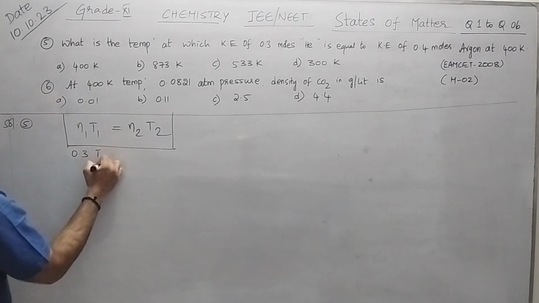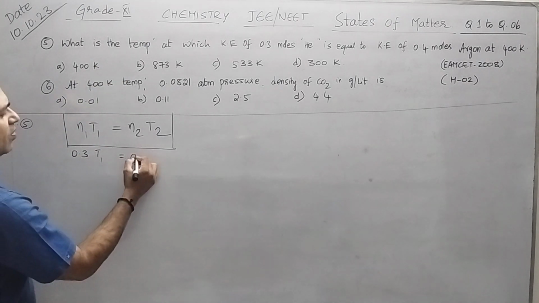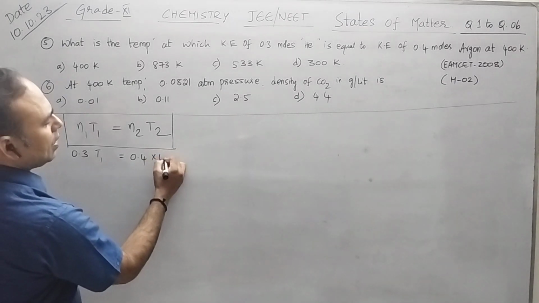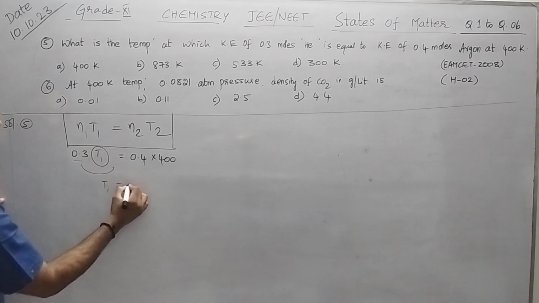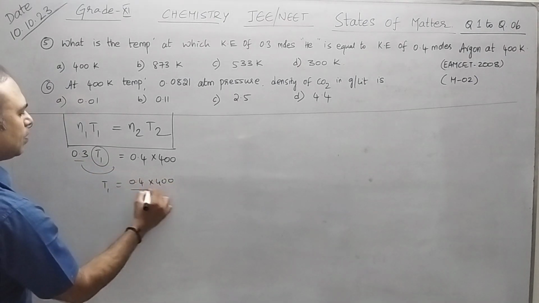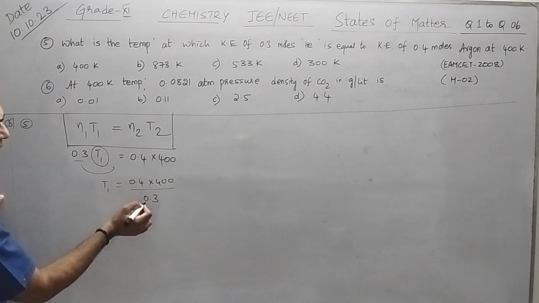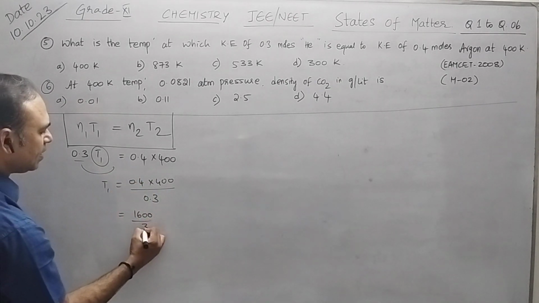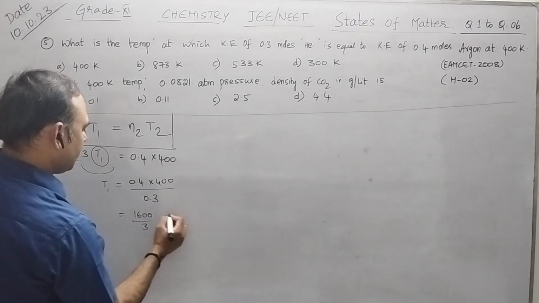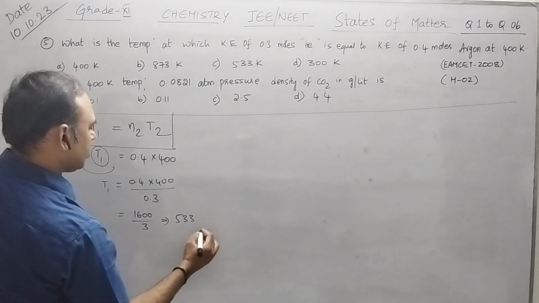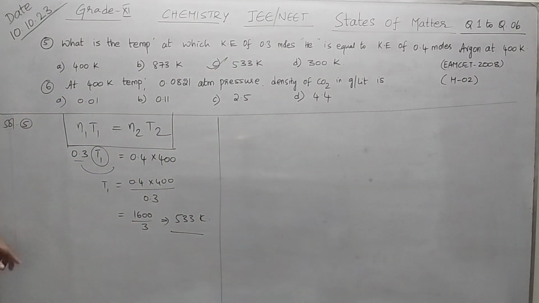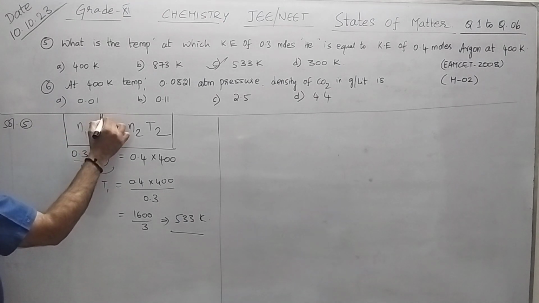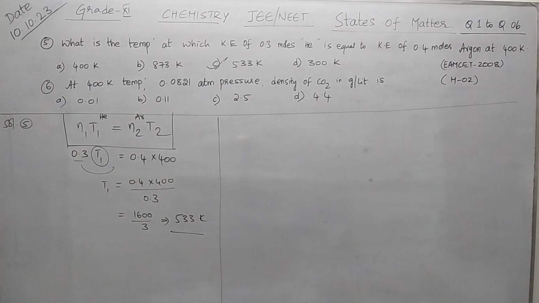0.3, and they are asking to find T1, is equal to the number of moles of argon 0.4 and temperature 400 Kelvin. To find T1, send this to the other side. So 0.4 into 400 by 0.3. We can take it as 1600 by 3, nothing but 533 Kelvin. So the answer is C. Hope you have understood. Very simple: number of moles into temperature you can get. This is for helium and this is for argon. Hope you have understood this.